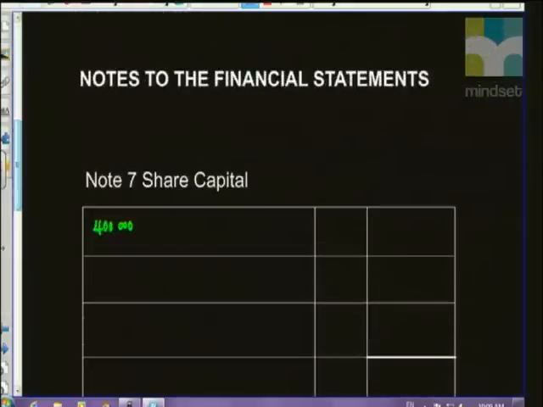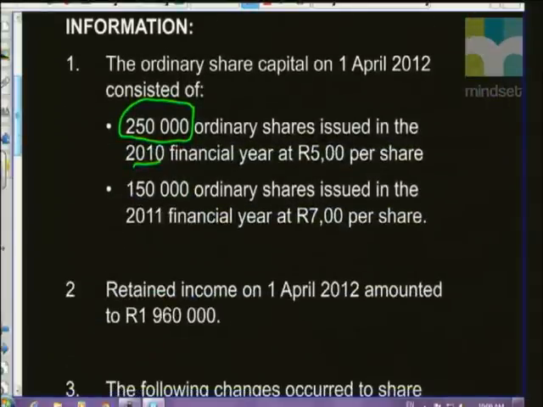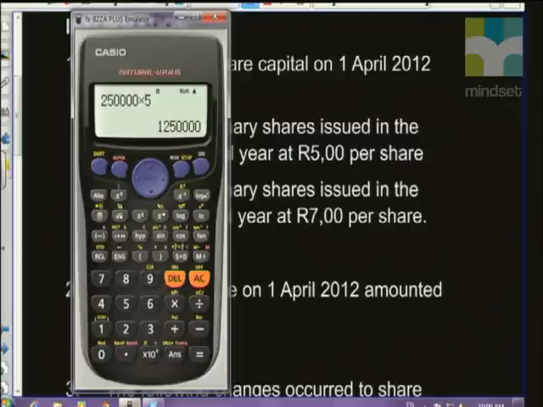Therefore, notice here, I open my bracket and I say 1,250,000 Rand plus the second component that I have to bring in would be the other shares. Remember, there were other shares that were issued as well. There's the 150,000 shares, and these were issued at 7 Rand per share. Therefore, 150,000 shares times my 7 Rand, which was equal to 1,050,000.